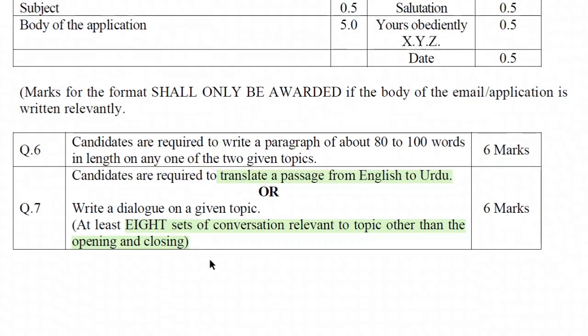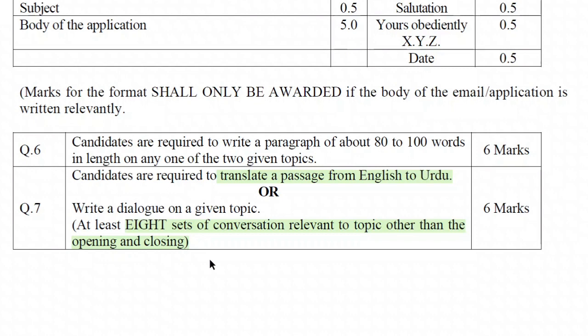And the last question is of 6 marks. There are 2 more questions, both of 6 marks. The first one is about paragraph. You will get 2 paragraphs on any topic. These could be from your book. For instance, in your PTB book, there is Girls Guide or My School, Visit to Museum, Pakistani Women.